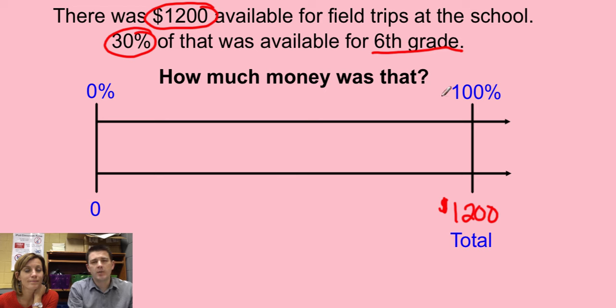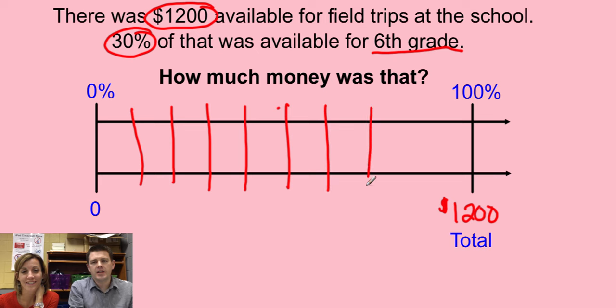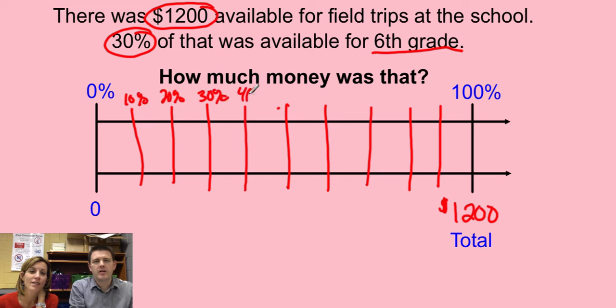Well, in order to break up 0 to 100 and make sure I land on my 30, I'm going to have to count by tens. So that's 40, 50, 60, 70, 80, 90, and 100. All right, 10%, 20%, 30%. So we want to make sure if we did it correctly, we should land on that number we are looking for, in this case, 30%. You still need to label everything, not just the piece that you wanted.